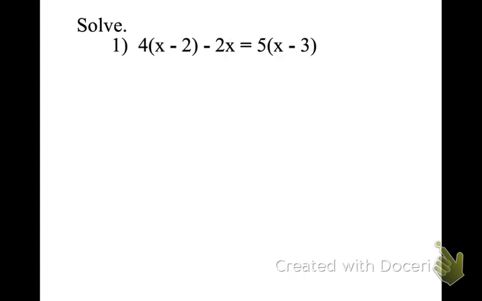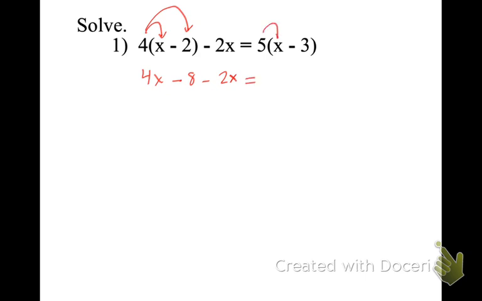All right, so before we can do anything, I'm seeing we have some parentheses, so that means we need to do the distributive property first. So I'm going to distribute the 4 to the x, and I get, I'll do it here, 4 times x is a 4x, 4 times negative 2 is negative 8, minus 2x, bring it down.